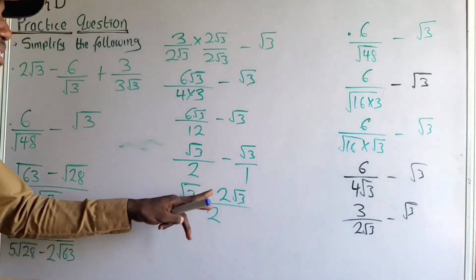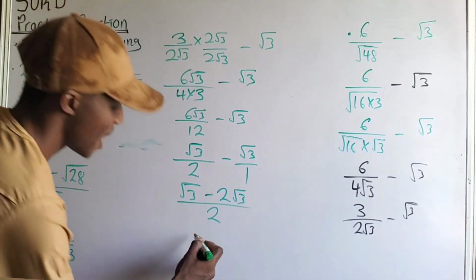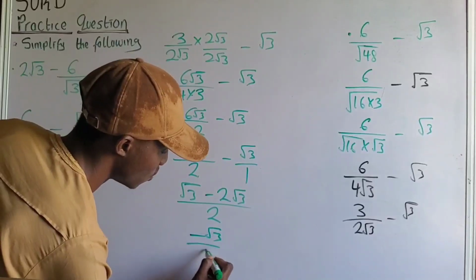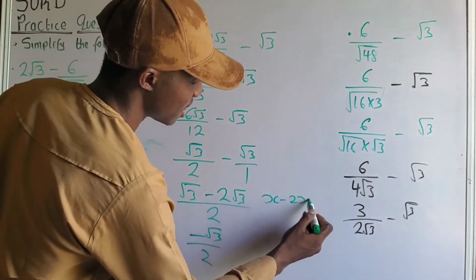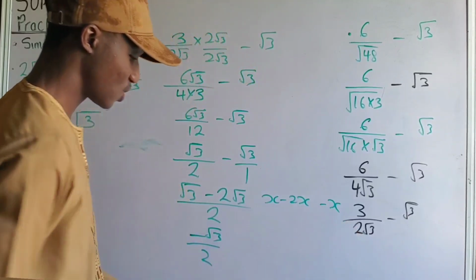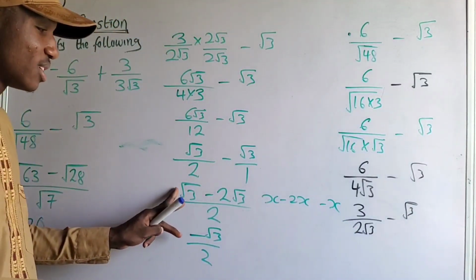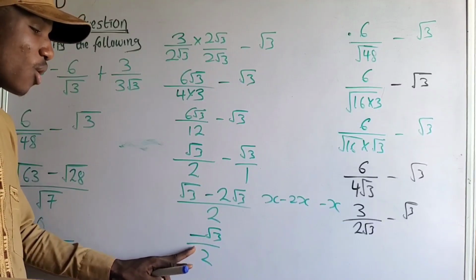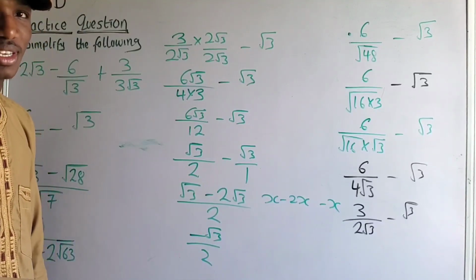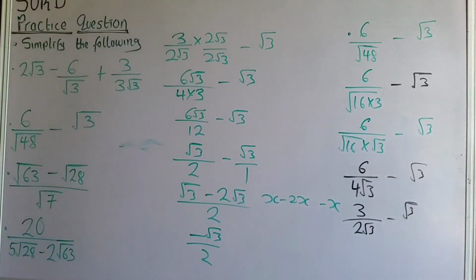Now root 3 minus 2 root 3, that is what? Minus root 3 all over 2. Do you know how I got this? If you have x minus 2x, what's the answer? That is minus x, right? So that's how I got this. Root 3 minus 2 root 3 will give us minus root 3 all over 2. Do you understand? So that is the simplification of that question.